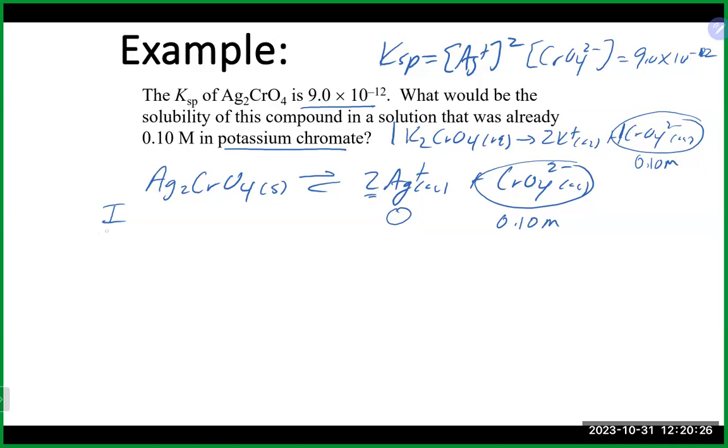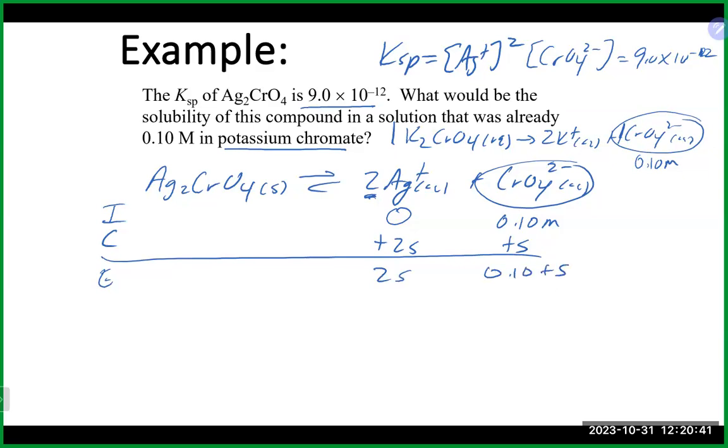The change here is going to be plus 2s, again because of the coefficient there, and plus s. That means that at equilibrium we have 2s and 0.1 plus s. Remember, that is a plus on that side, not subtracting. We're going to take this into our KSP, which will give us (2s) squared times (0.1 plus s) is equal to 9 times 10 to the -12. Any questions so far? At this point, we can once again make an assumption, as that K value is obviously really small. So we're going to assume that s is equal to 0 here.